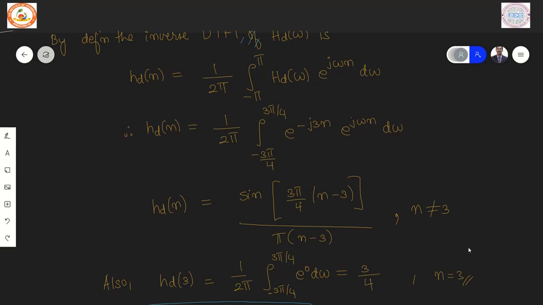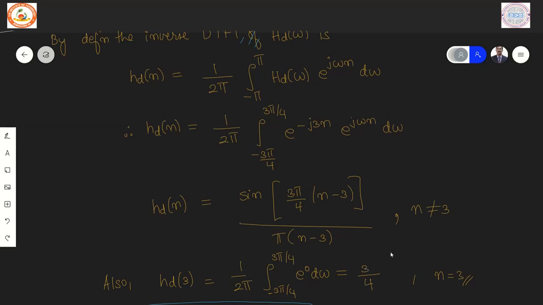Suppose the value of n is equal to 3, then the solution is given as HD of n at 3 is equal to 1 by 2 pi. The limits are the same, minus 3 pi by 4 till 3 pi by 4. The exponent power becomes 0 when alpha is same as n. So e raised to 0 is 1. Integrating it gives you an answer which is equal to 3 by 4. Okay.